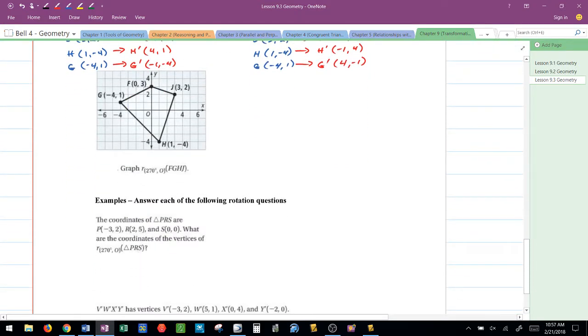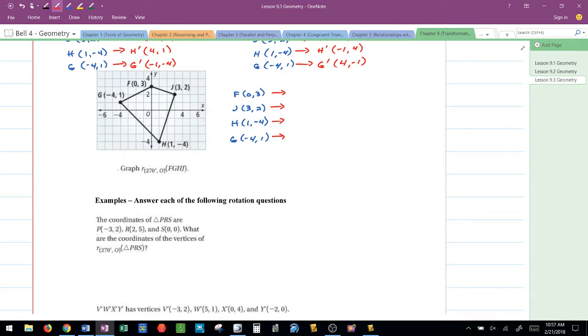All right, try one more here. We got F at 0, 3. I've got J at 3, 2. H is at 1, negative 4. And G is at negative 4, 1. Now, I'm going to rotate these 270. 270 means switch. So I know I'm going to switch. But now I've also got to think like I go 3 clicks or 270 degree rotation.